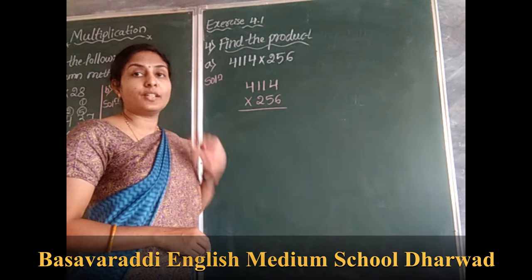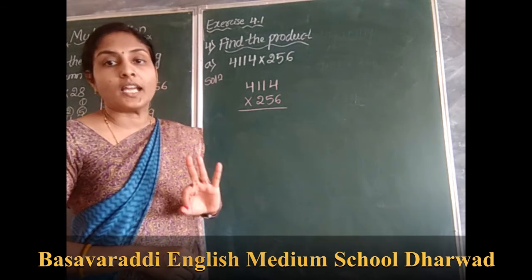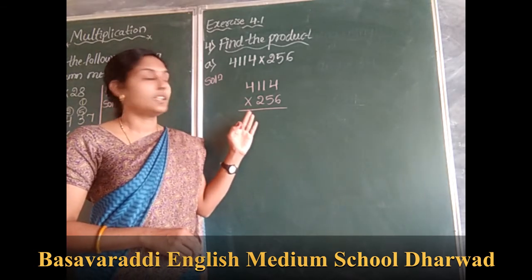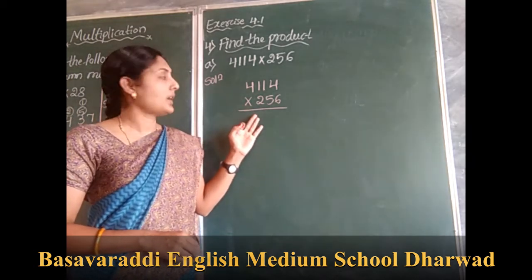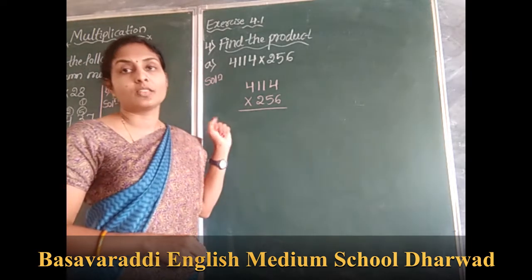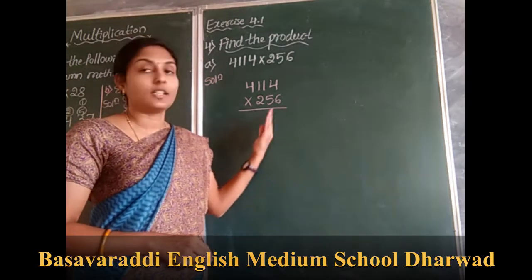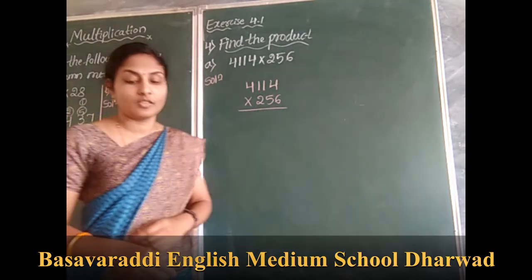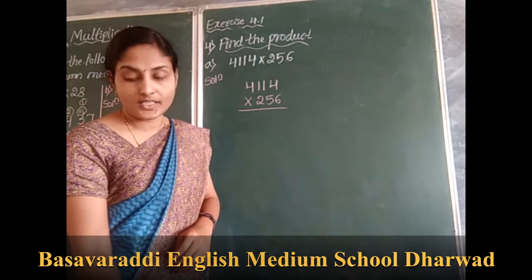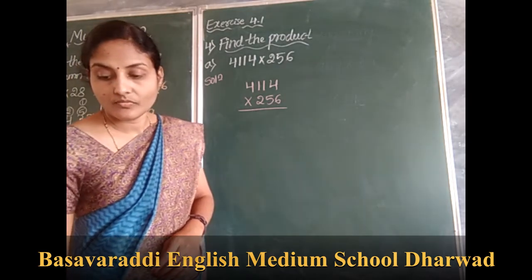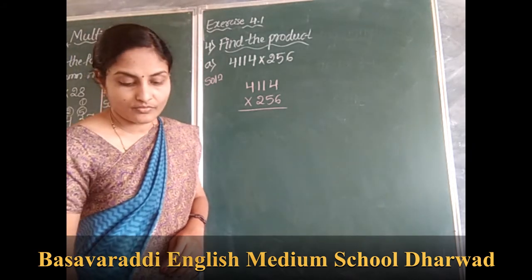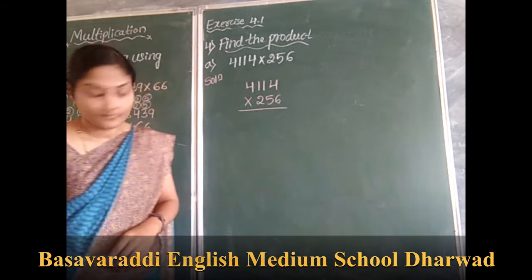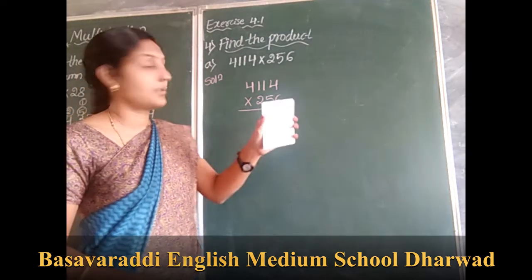In the multiplier, how many digits are there? There are 3 digits. It means if the multiplier has more than 1 digit, then multiply the multiplicand by each digit separately. So each digit separately. Let us start from the right to the left. Let's do the multiplication by the 6. So I have the 6 table here.